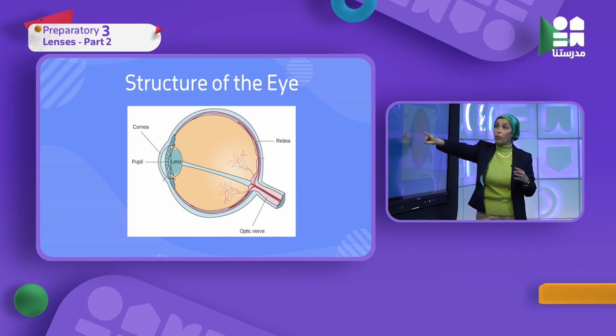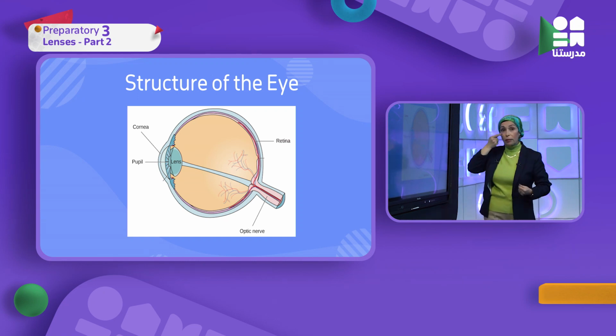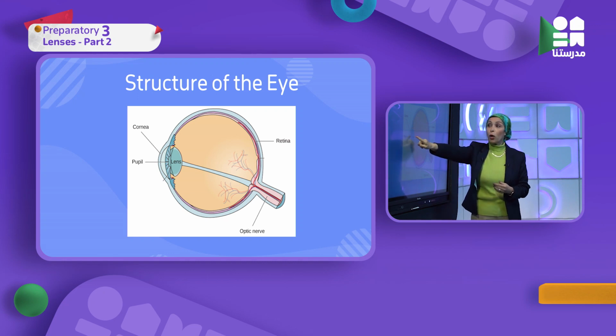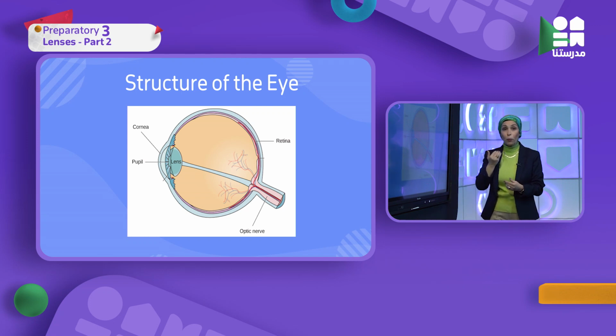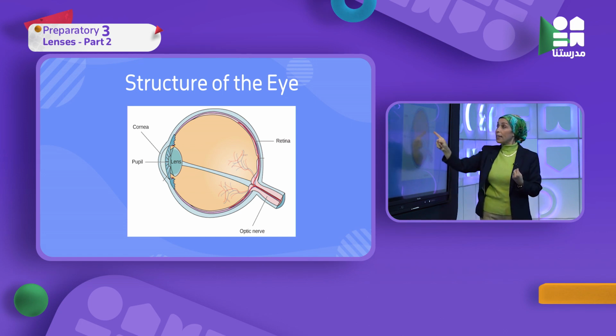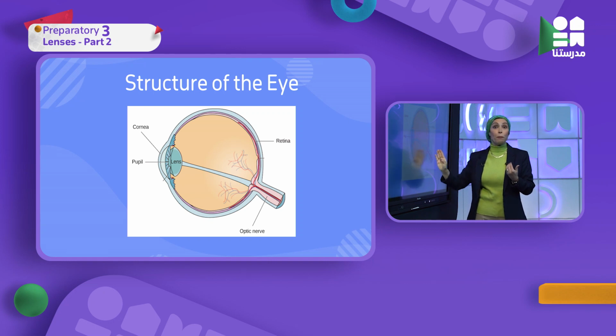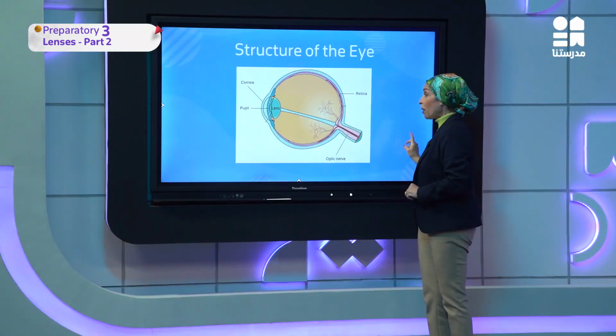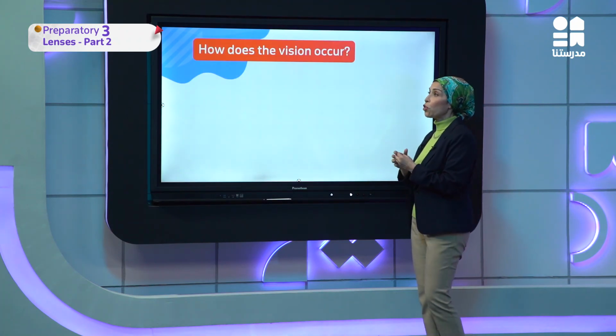So again, we have the cornea, which is the white part that we see in our eyes, and the colored part which is called pupil, and behind this pupil we have the lens of our eye, which is a convex lens as you see here, and internally we have a very important part called retina. Let's focus now on the retina and the optic nerve. From this structure we can know together how the vision occurs.